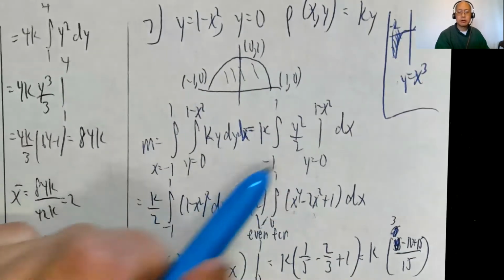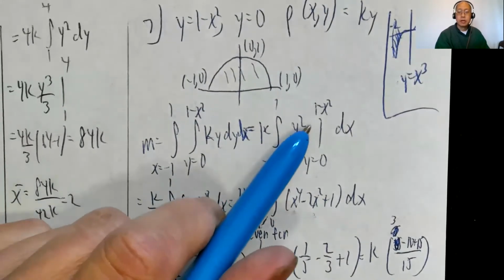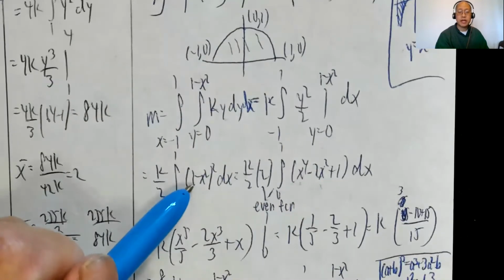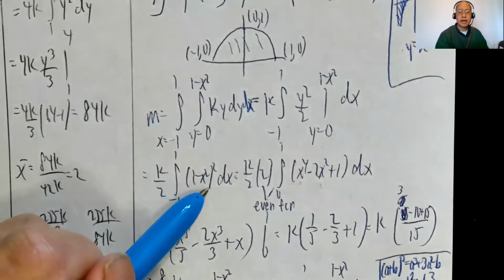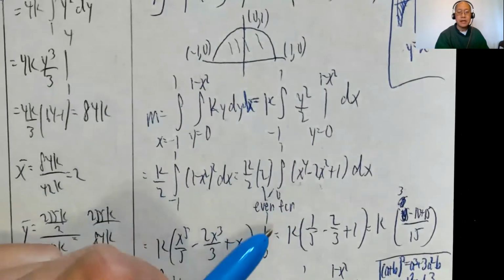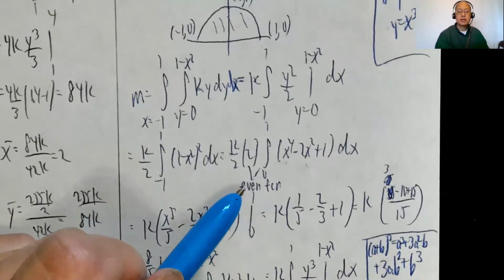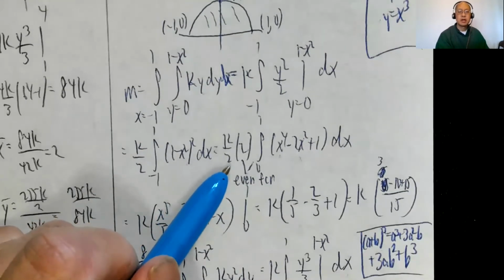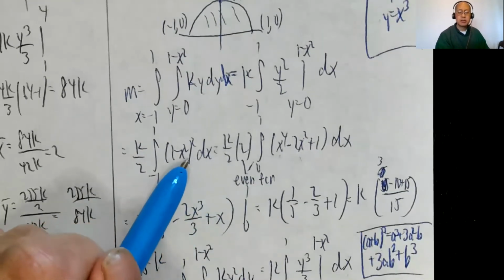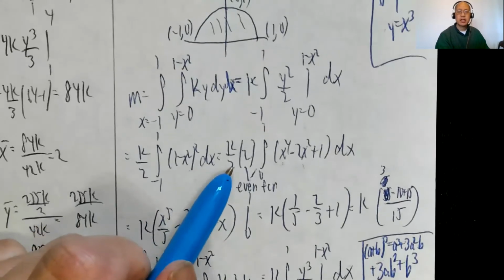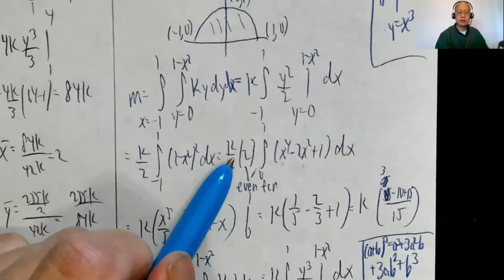Plug in 0, you get 0. Take the 2 out. And plug in 1 minus x squared. 1 minus x squared dx. And so this comes out to be, it's an even function. So if I integrate an even function, I can just integrate from 0 to 1 and double my answer.